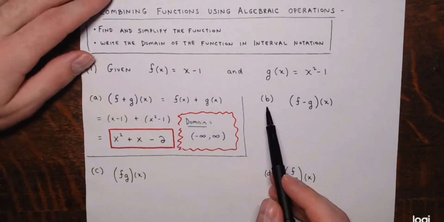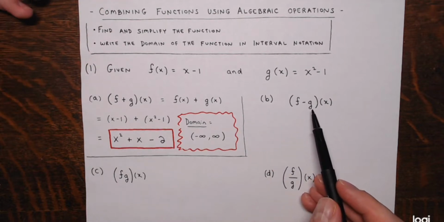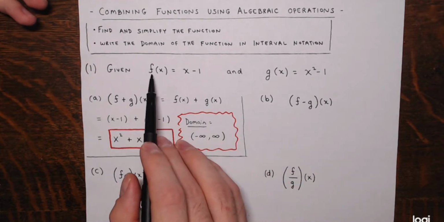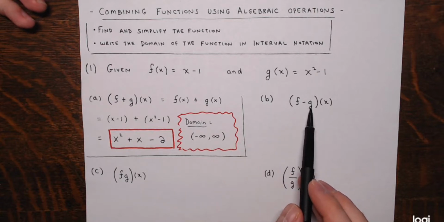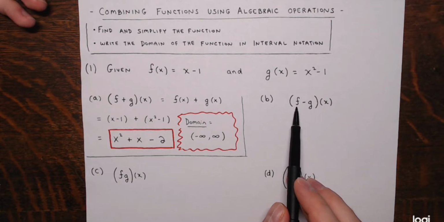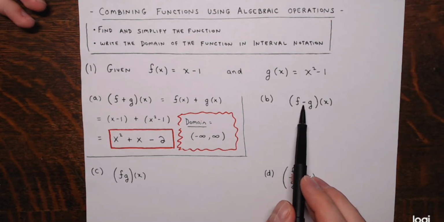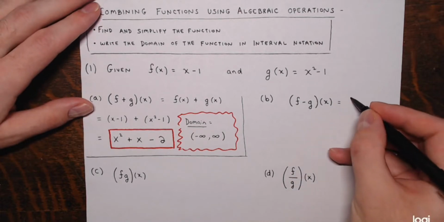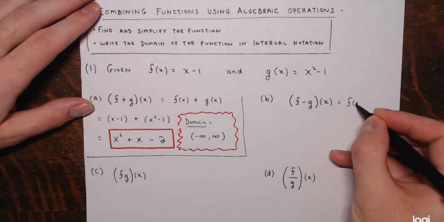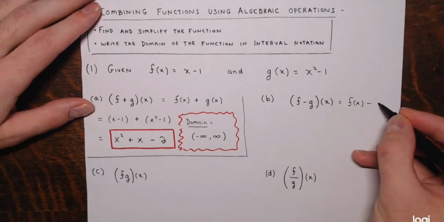Part B is the same kind of problem. We're taking functions f and g and creating a new function called f minus g. And it's exactly as it sounds. You're taking the output from f and subtracting the output from g. So another way I could write this would be take f of x and then subtract g of x.